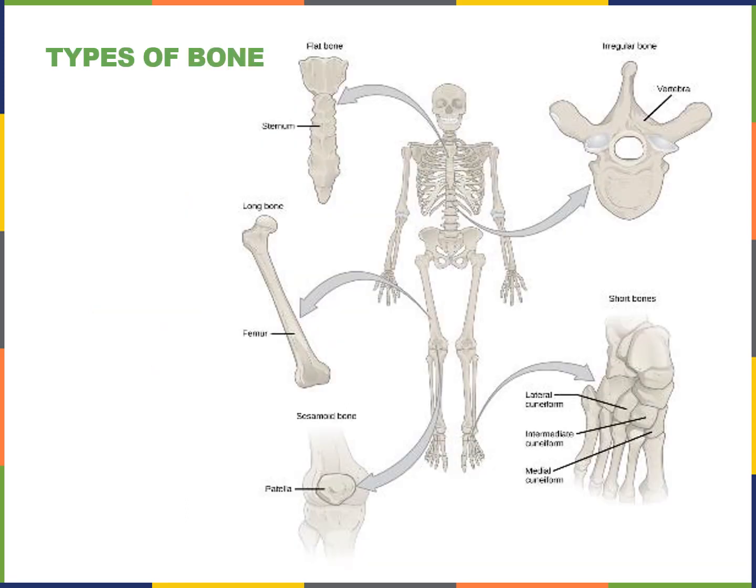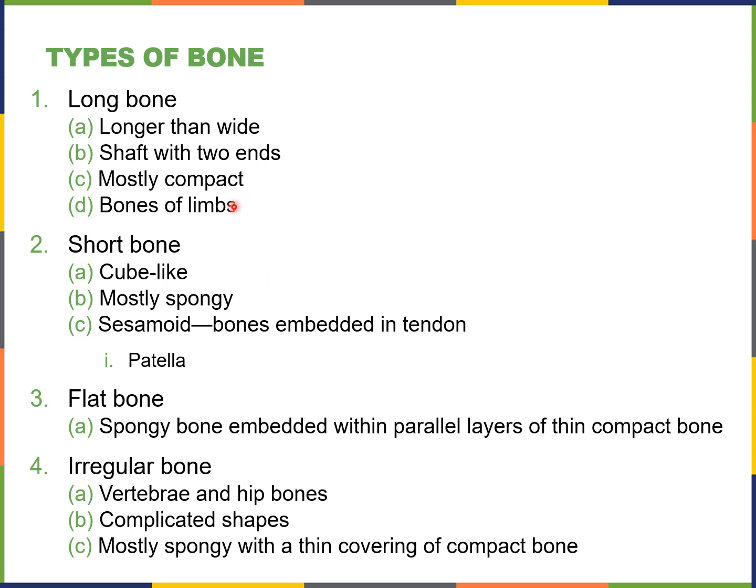Okay, so getting into different types of bone, we have a few different types. We have flat bones, irregular bones, short bones, long bones, and sesamoid bones. So long bones are longer than they are wide. They have a shaft with 2 ends, mostly compact, and these are the bones of our limbs. So our leg bone, our arm bone, our humerus, our femur, those are all considered long bones.